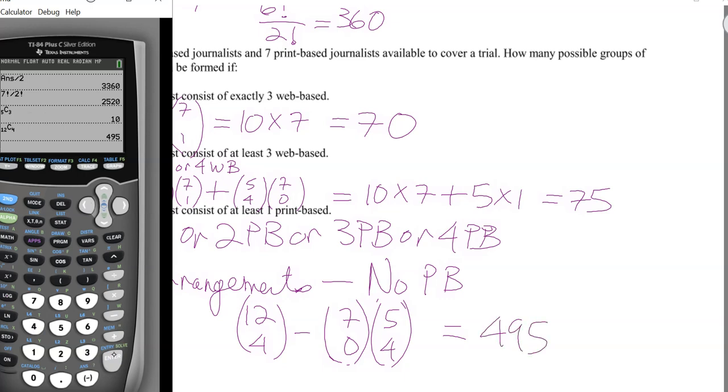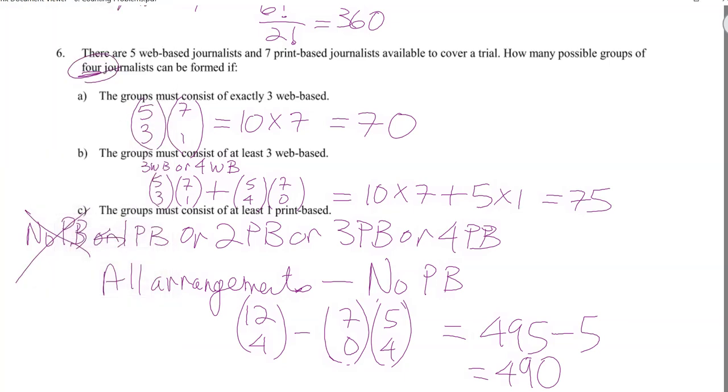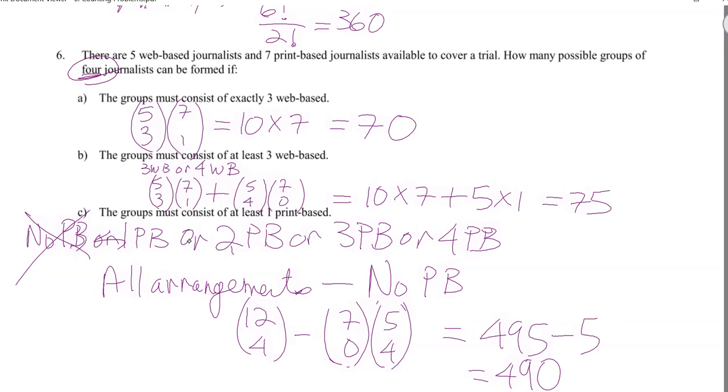And 5 choose 4, let's do that the easy way. 5 choose 4 is 5. 495 minus 5 is 490. So 490 will have at least one print-based. So 1 or 2 or 3 or 4, without us having to do 4 calculations, like 7 choose 1, 5 choose 3, 7 choose 2, 5 choose 2, etc. So we can avoid doing all of that. And speaking of all of that, that is all.